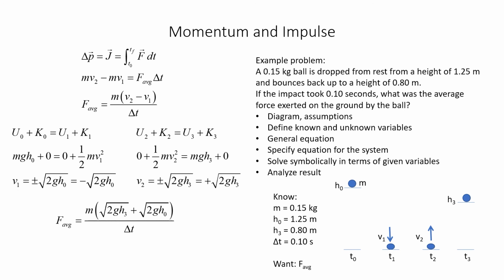Delta t is in the denominator, so a larger time means that it would have a smaller average force. That makes sense too. If the ball hit the ground for a larger amount of time, but with everything else held the same, then the force would have been smaller because it would have been spread out over more time.